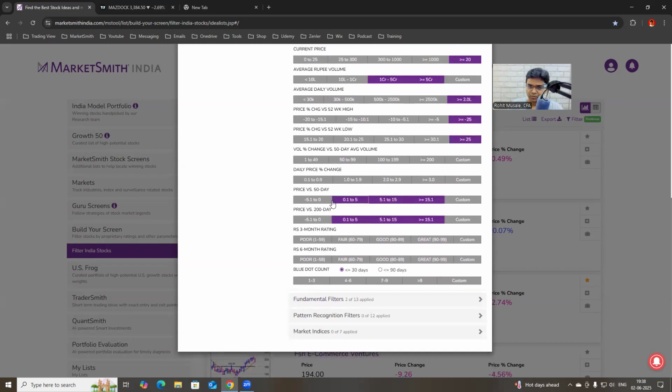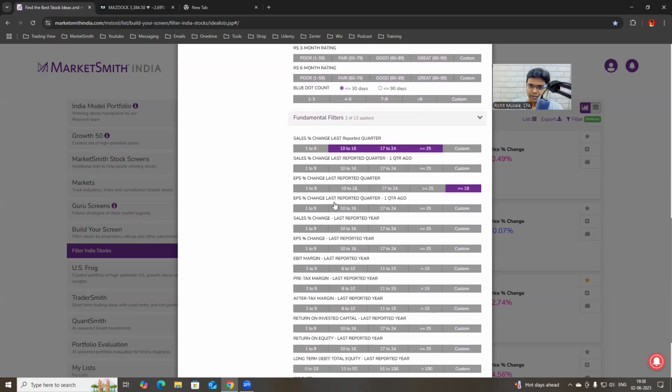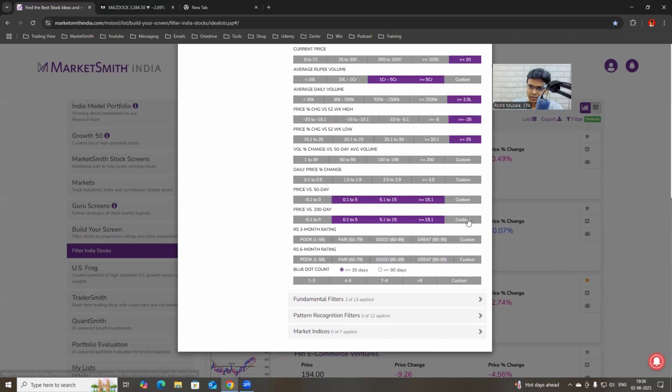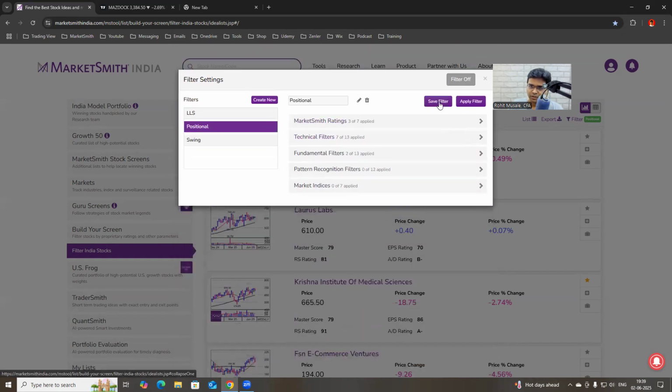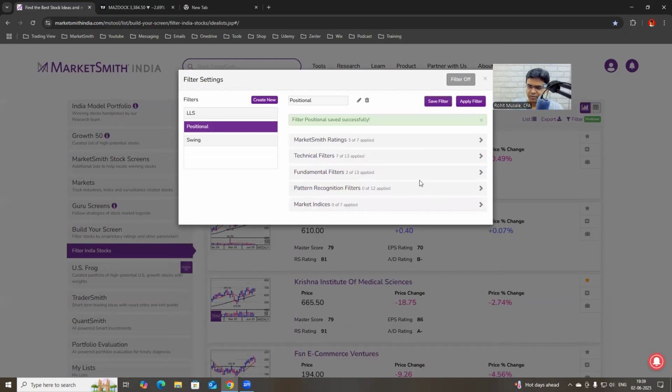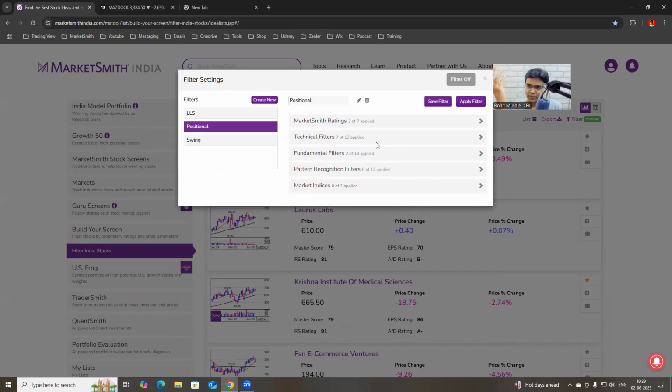Then the price should be above the 50-day and the 200-day. And the latest quarter sales growth should be minimum double digit. The latest quarter EPS growth should be more than 18%. This is consistent with what is given in books written by Mark Minervini and William O'Neil. So this is a very evergreen filter. You can use this filter both for positional and swing trading.